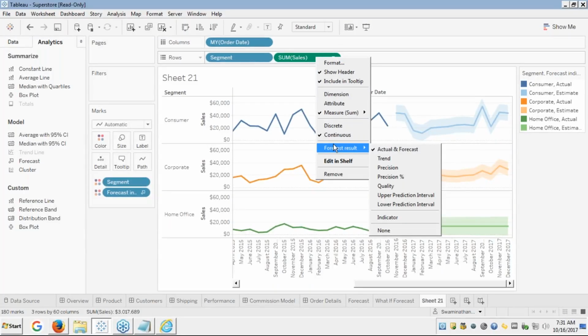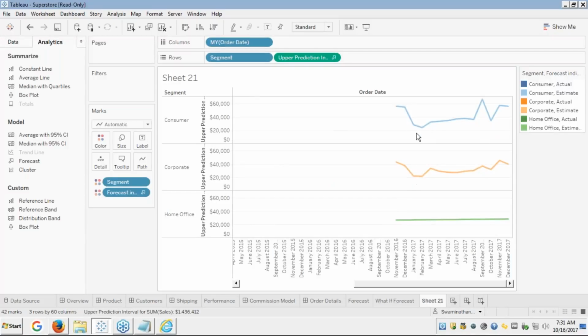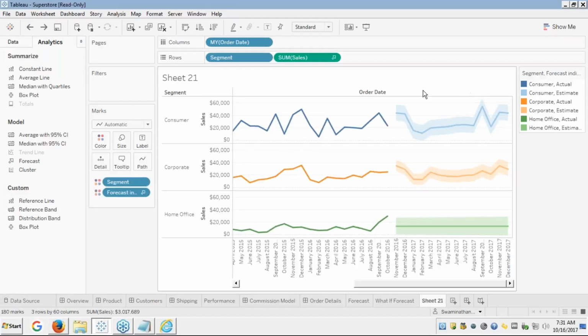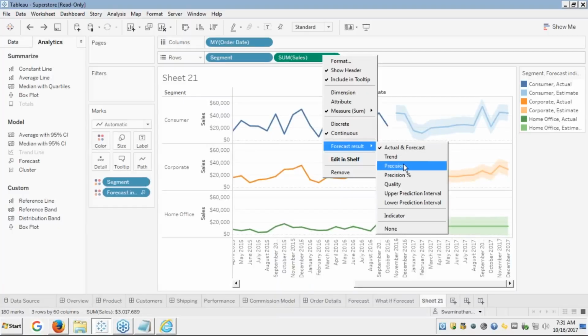So here basically upper prediction interval, lower prediction interval, there are two things which is available. If I'm just right clicking that particular sum of sales, there is something called upper prediction interval, which I can select. So it just shows me the upper prediction value alone. Can you see this? It doesn't show me anything else. So here I can right click this particular field and select the forecast result. I can select the upper prediction or a lower prediction value, or I can just say the percentage alone, or here I can mention the precision also.